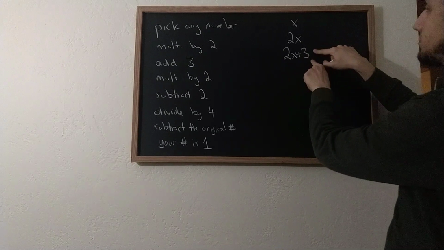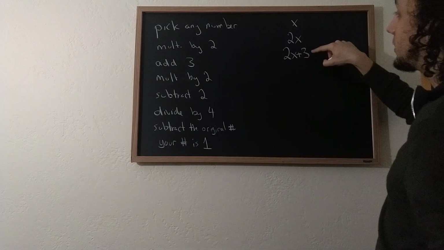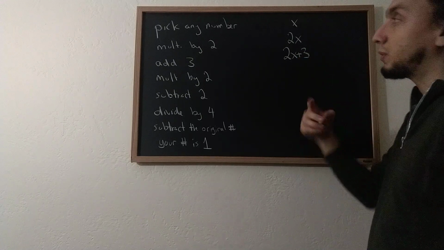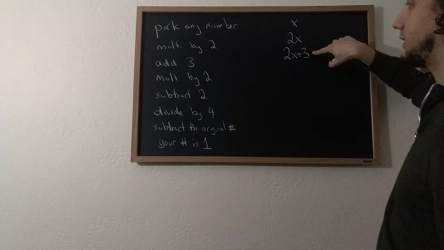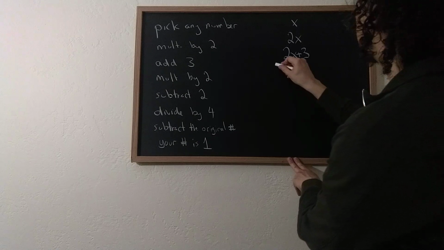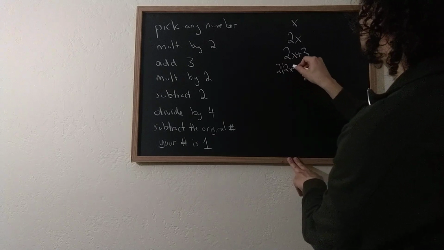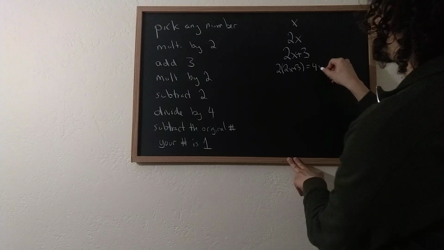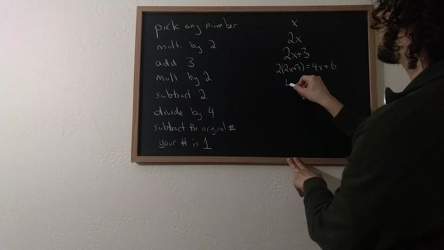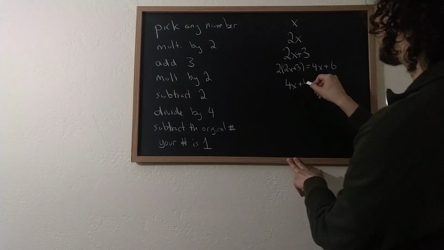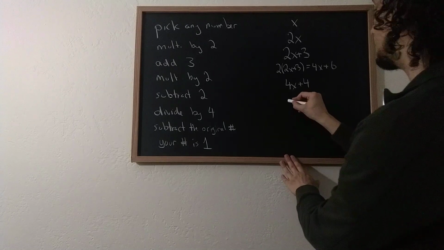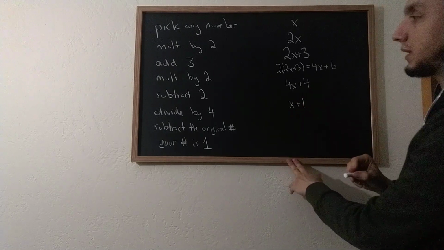And the point is, this is an expression that represents the current number you have in terms of whatever number you originally picked. And no matter what number you originally picked, this is the number you currently have, 2x plus 3. Now I said multiply it by 2 again. That's 2 times (2x plus 3), which is 4x plus 6 if I multiply that out. Subtract 2, that gives me 4x plus 4. Divide by 4. Well, (4x plus 4) divided by 4 is x plus 1.